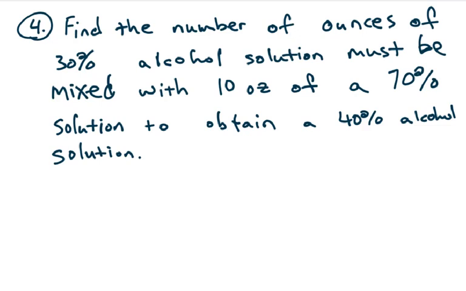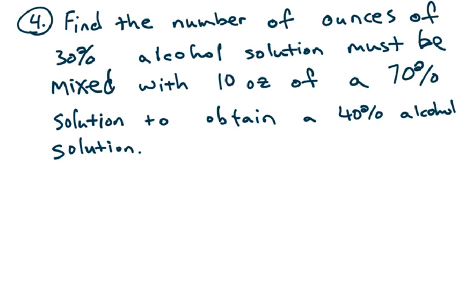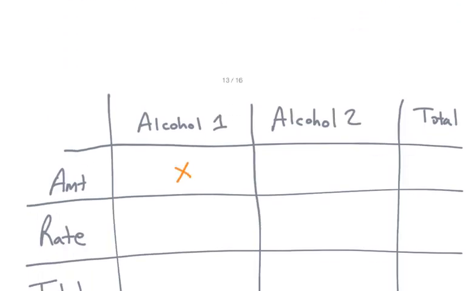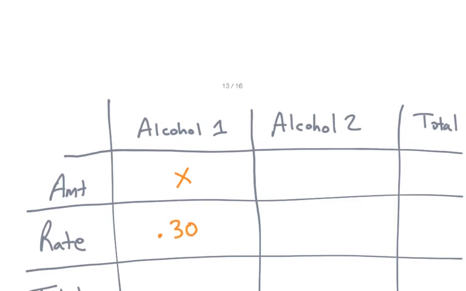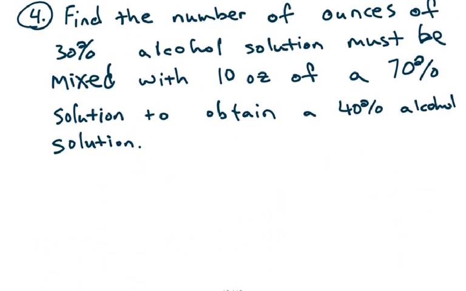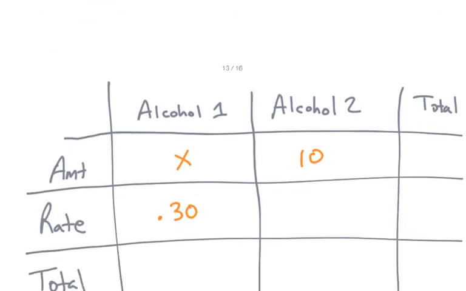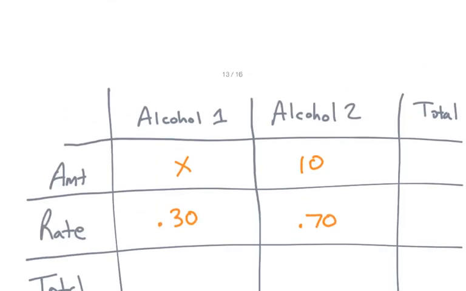Find the number of ounces of a 30% alcohol solution that must be mixed with 10 ounces of a 70% to obtain a 40% alcohol solution. So, pause the video, give it a shot. Very similar to what we just did. Okay, going to assume that you've given this a go. Let's talk about it together. Find the number of ounces of a 30% alcohol solution. So just like the other one, it says how much of a 30%. So it must be mixed with 10 ounces of a 70%, in order to obtain a 40%.